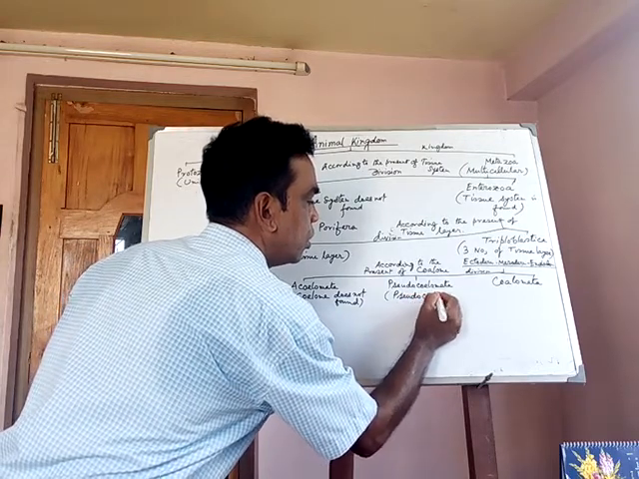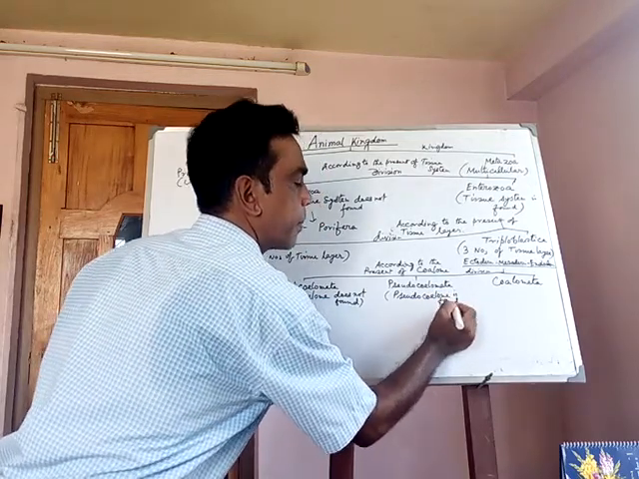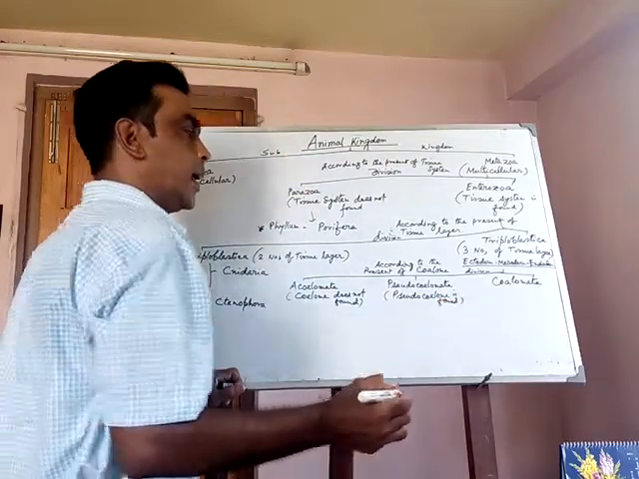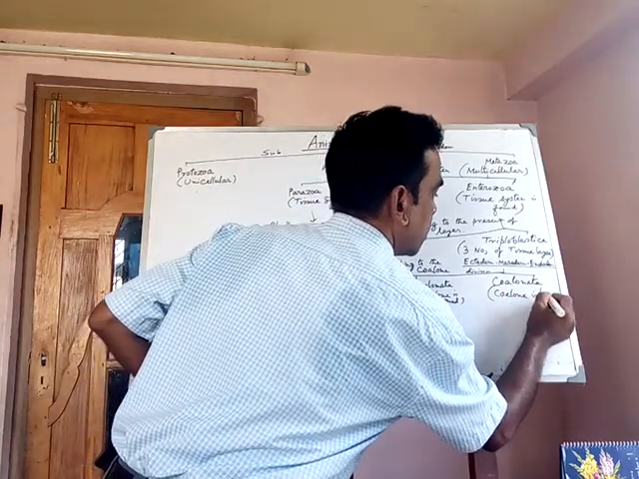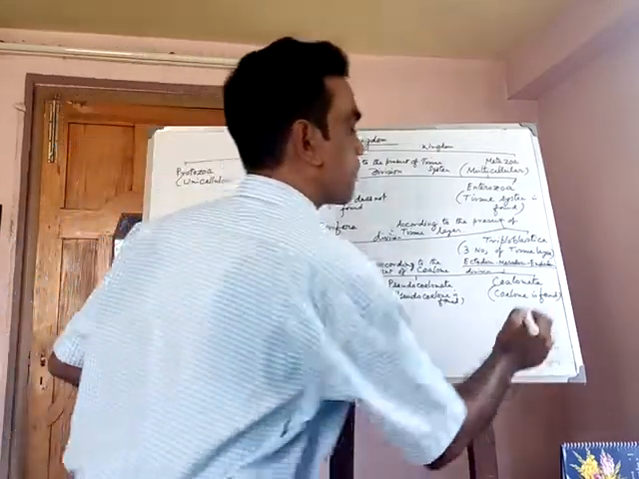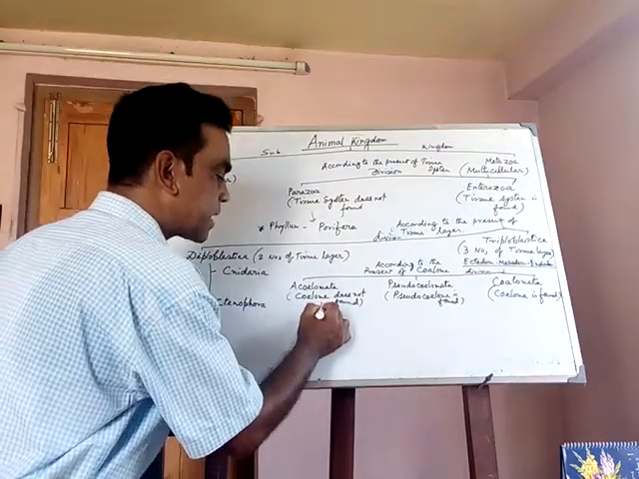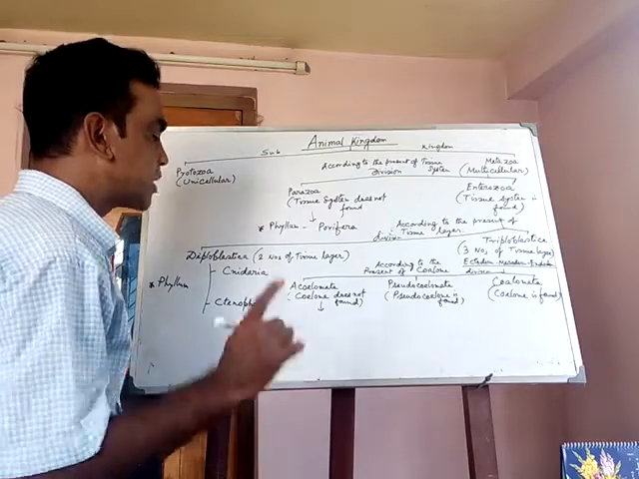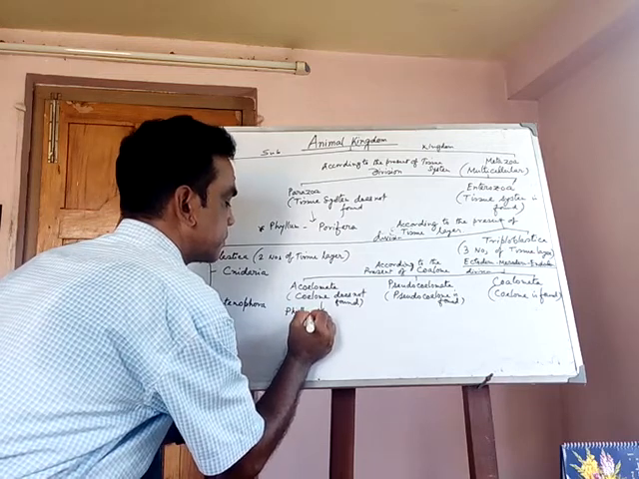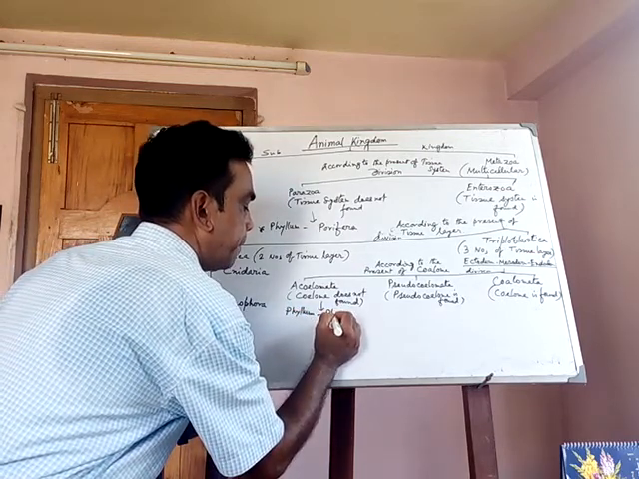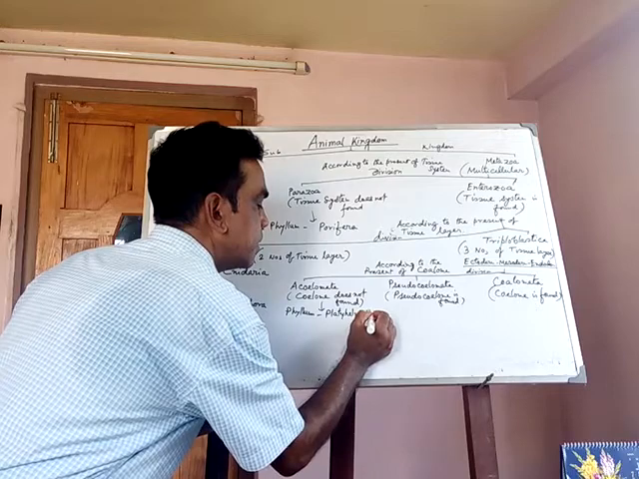Pseudocoelom is found. Where coelom is found, it is called coelomata. Acoelomata are classified into a single phylum, that is Platyhelminthes.